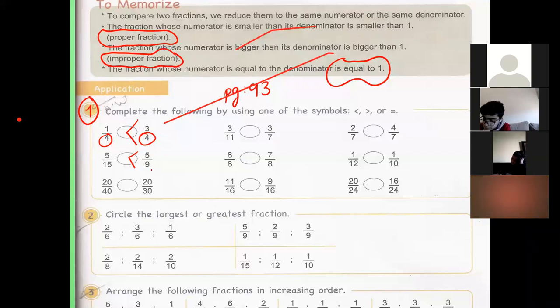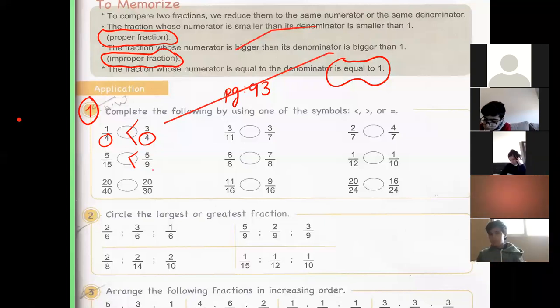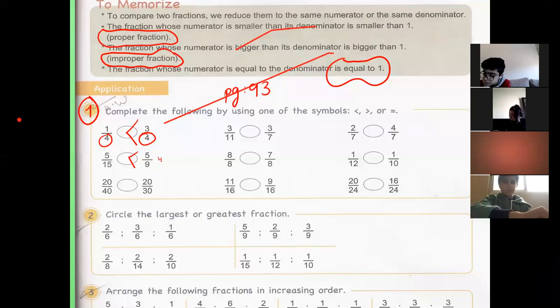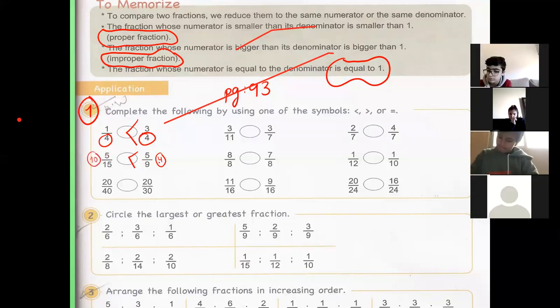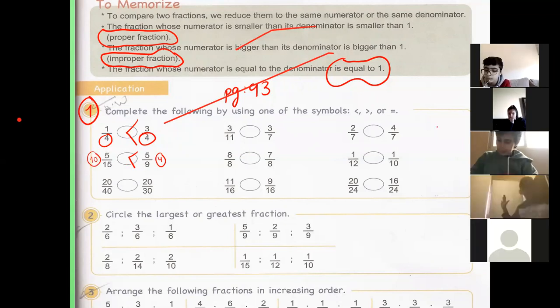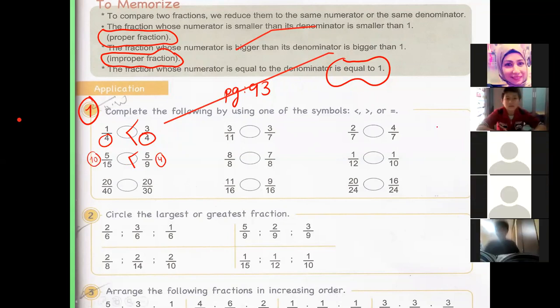From 5 till 9, how many points do we need to get a full mark? 4 points. Whereas from 5 till 15, how many points do we need to get a full mark? 10. So which one is better? 10 numbers, from 5 till 15. So 5 over 9 is better than 5 out of 15. Yes, like the grades.